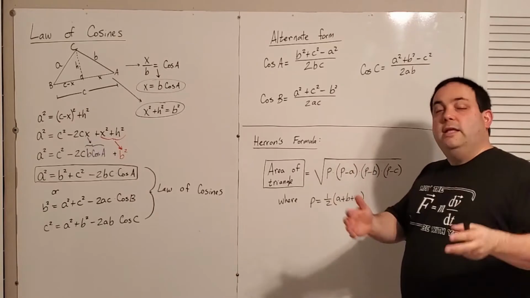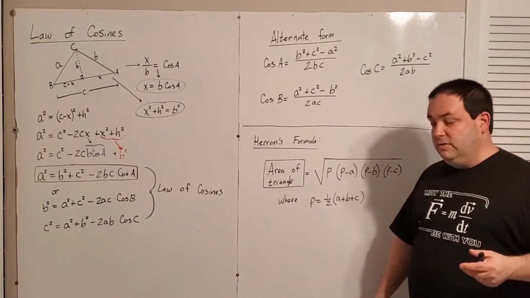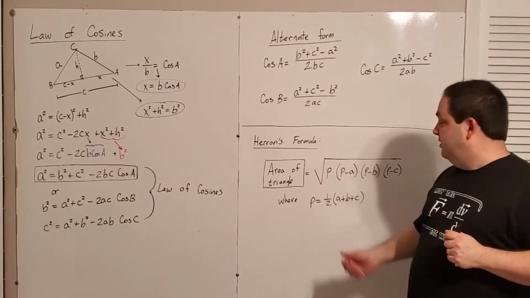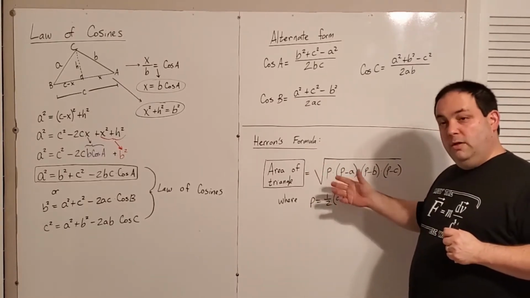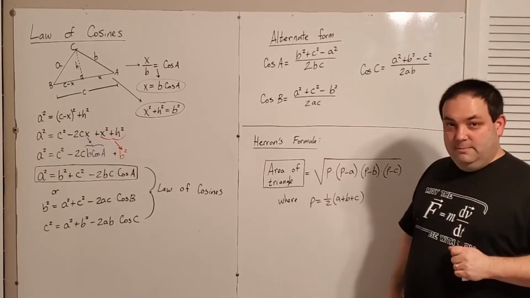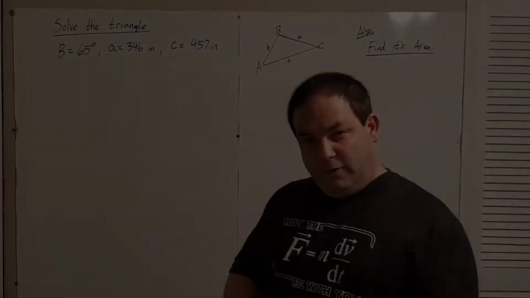All of the polygons that we deal with in mathematics can be broken down into triangles. So one way or another, you can find the area of all kinds of shapes with this powerful of a formula that can find the area of any triangle, and all you need to know is the sides. Okay? First example.